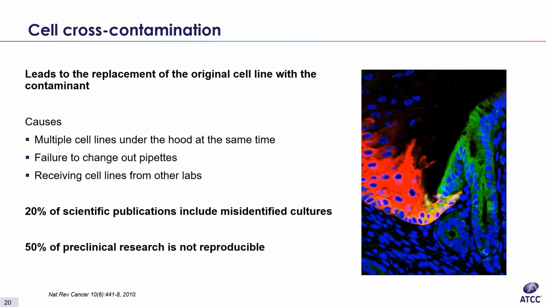More commonly, researchers receive cell lines from other labs or companies that were already cross-contaminated, so the importance of this cannot be overstated. It has been estimated that 20% of scientific publications use misidentified cell cultures. This has also resulted in about 50% of preclinical research being non-reproducible.